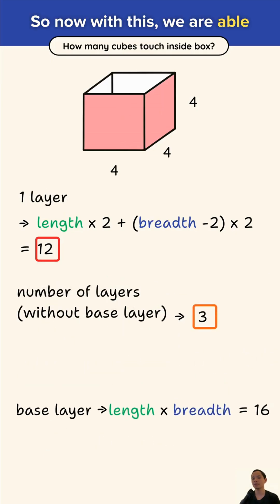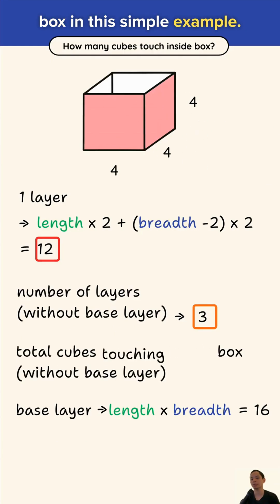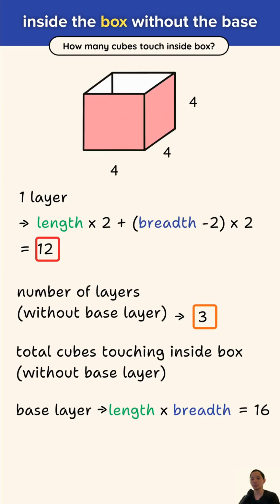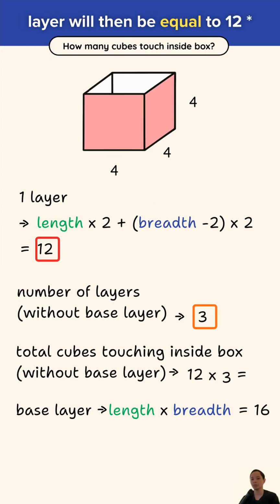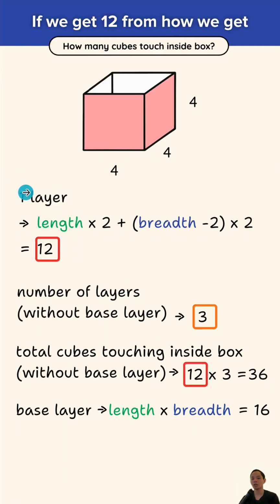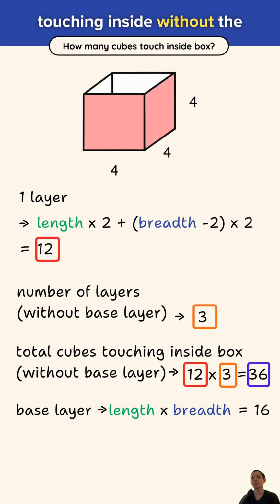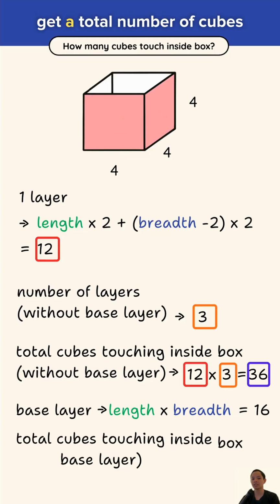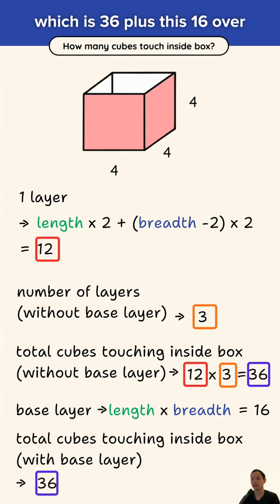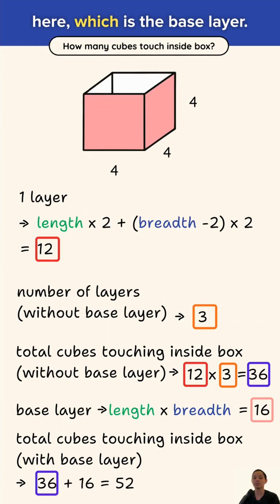So now with this, we are able to calculate the total number of cubes touching inside the box in this simple example. So total cubes touching inside the box without the base layer will then be equal to 12 times 3. So how do we get 12? We get 12 from how we get the number of cubes touching in one layer, and 3 is the number of layers without the base layer. So now we know the cubes touching inside without the base layer is 36. Then we can get the total number of cubes, which is 36, plus this 16 over here, which is the base layer. And this will give us 52.